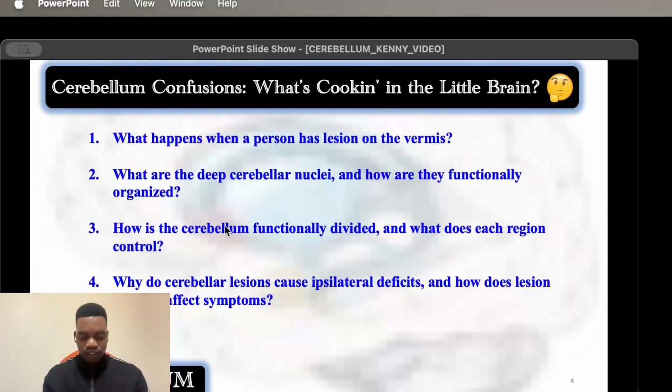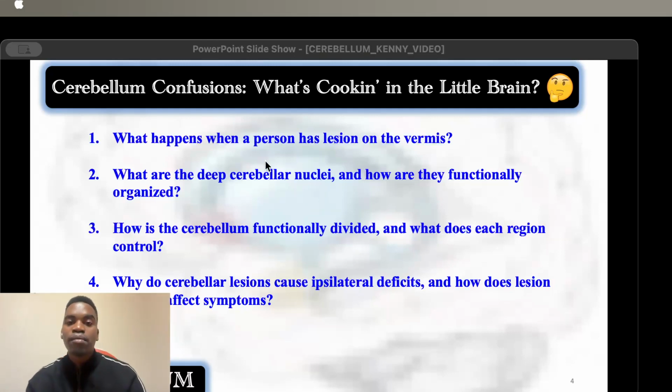But let's ask ourselves, do you know what happens when someone has a lesion in the vermis of the cerebellum? At the end of this video, you will be able to explain what happens when someone has a lesion in the vermis of the cerebellum. I'm sure you will also be able to explain the deep cerebellar nuclei with their functions. How are they organized?